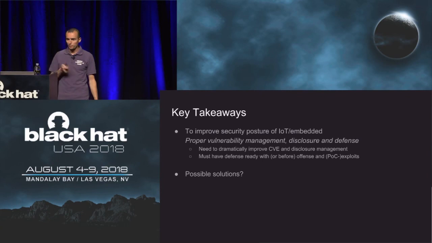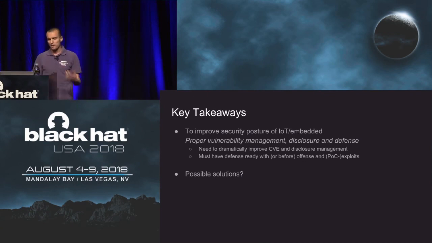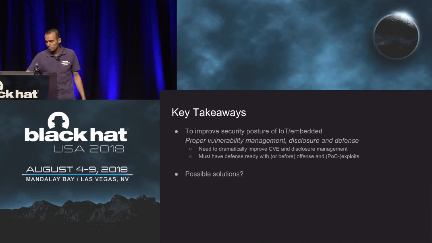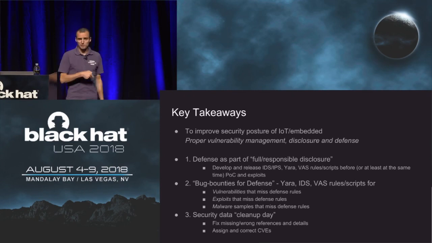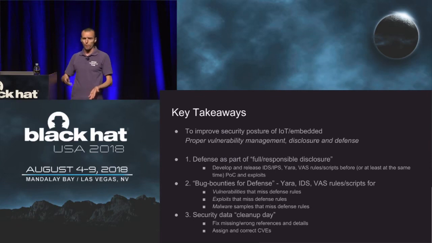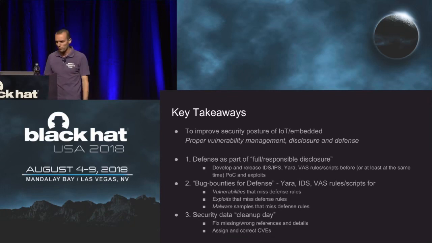Another key takeaway is to improve the security posture of IoT or embedded devices. We think that proper vulnerability management, disclosure, and defense, I think everybody thinks this, but in practice, it somehow still doesn't work 100%. So we need to dramatically improve the CVE and disclosure management, and some possible solutions could be to integrate the defense part as part of full or responsible disclosure. So when you release the analysis of a vulnerability, or you release the exploit or proof of concept, release the defense part of it as well, or even before that, release the defense part. So at least the sysadmins and interested users can deploy the defense before the exploit is picked up by the malware actors and so on.